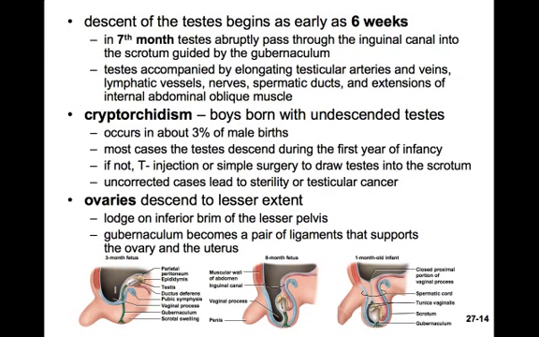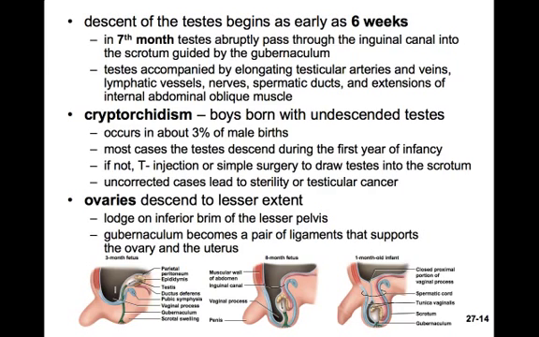Ovaries also descend, but to a much lesser extent. The gabernaculum will pull them down and they'll lodge on the inferior brim of the lesser pelvis. The gabernaculum becomes a pair of ligaments that support the ovaries and the uterus.